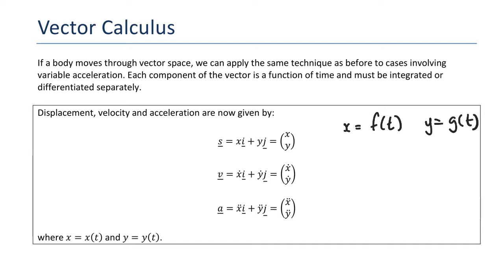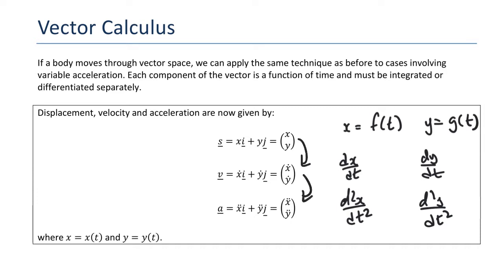Then the velocity is going to be x dot, so that's dx by dt and dy by dt, and x double dot would be d2x by dt squared and d2y by dt squared. So whatever the components are for x and y, we're going to differentiate them, and that would be going from s to v to a. Whereas if we're going back the other way, we then have to integrate.